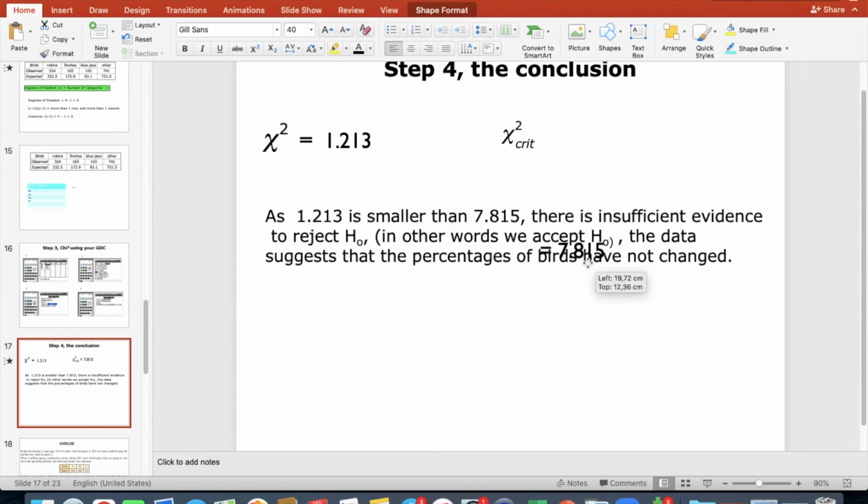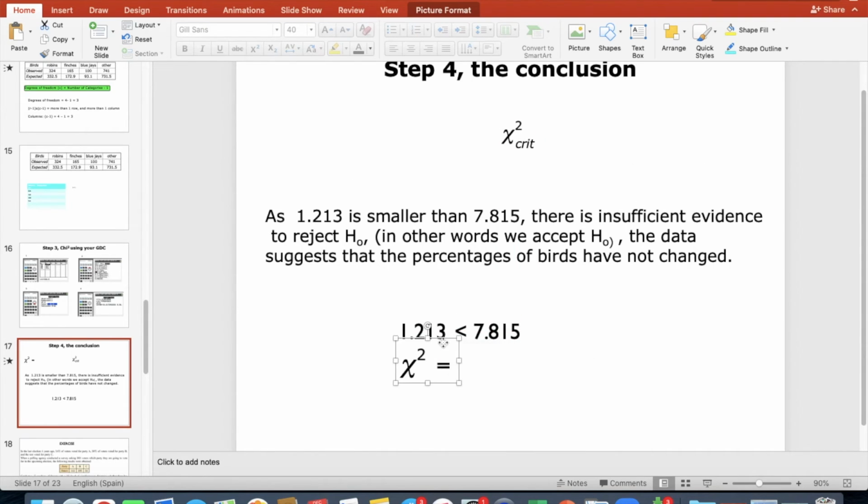So we are going to take these two numbers, this number here and this number here, and we need to put an inequality sign between them. 1.213 is smaller than 7.815. Therefore, we can say that the goodness of fit, or the chi-squared value which is associated with the goodness of fit, is going to be smaller than the critical value.